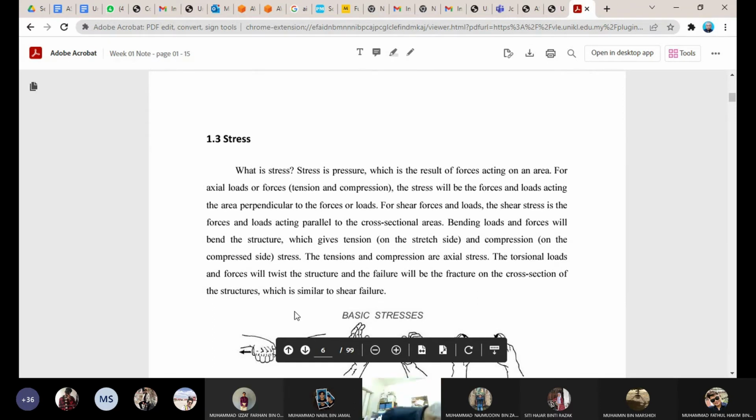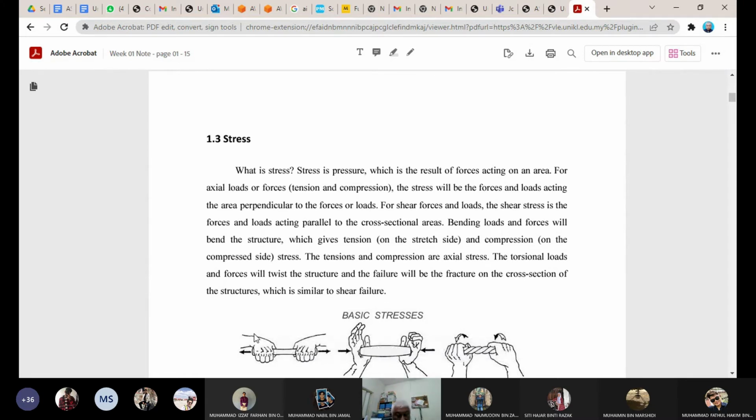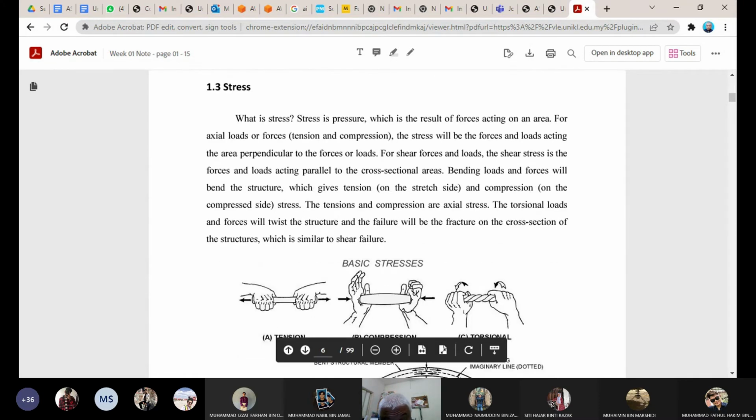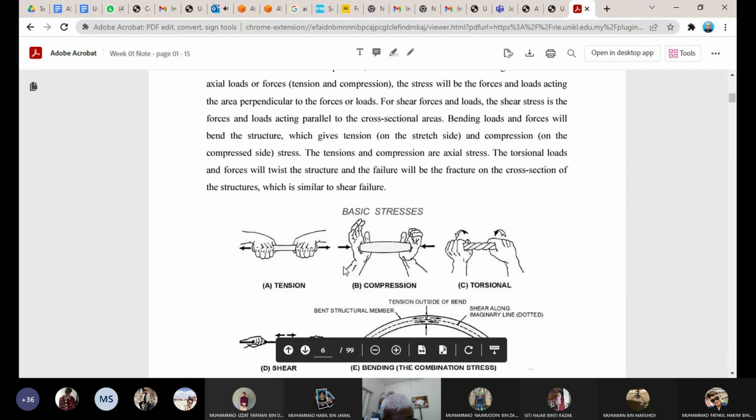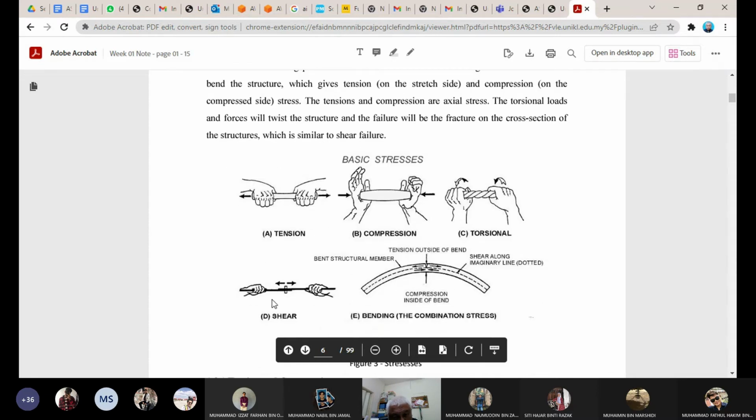Then stress. We got load, we got stress. Because it's very simple: force over area is a stress. So we have tension stress and compression stress for the axial load. We have torsion when you twist the thing, and shear if you're trying to cut the material into two, we're shearing it off, and also bending. So these are the basic stresses.